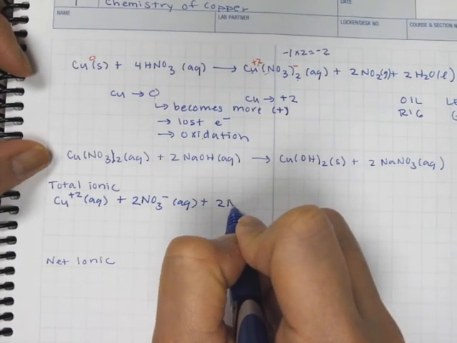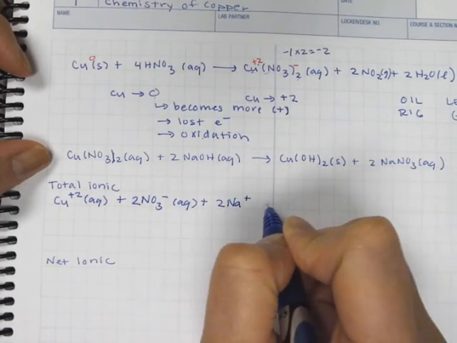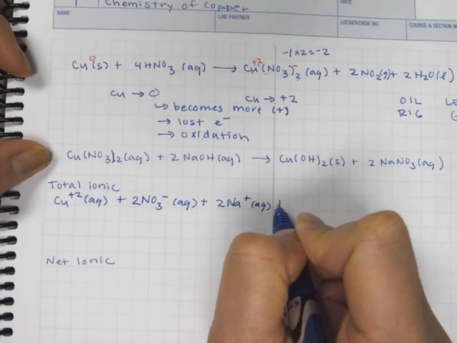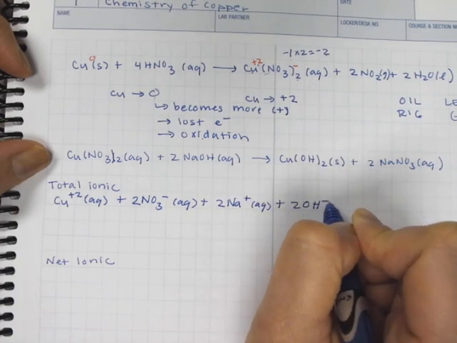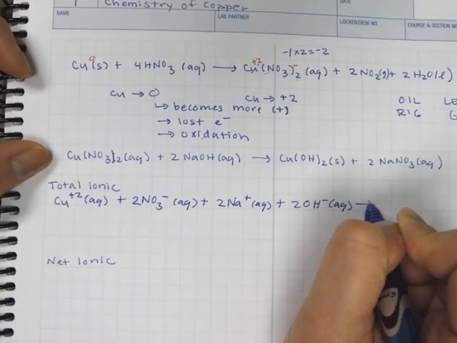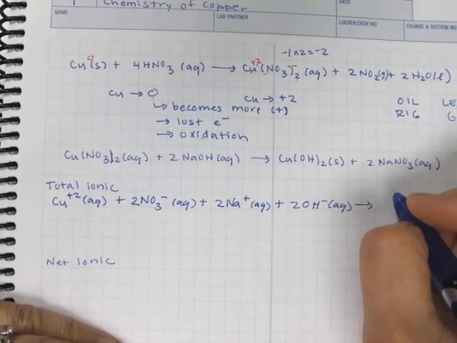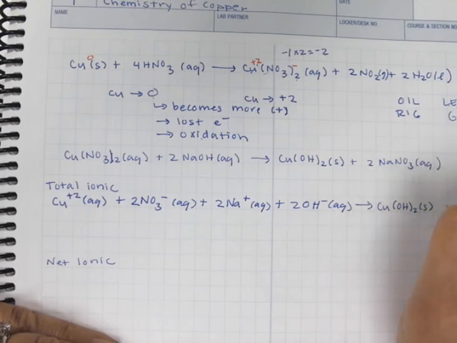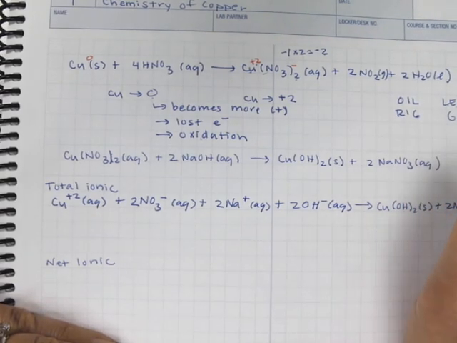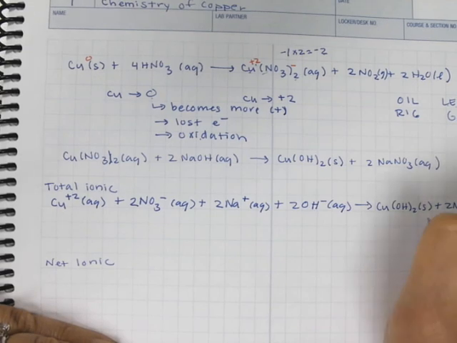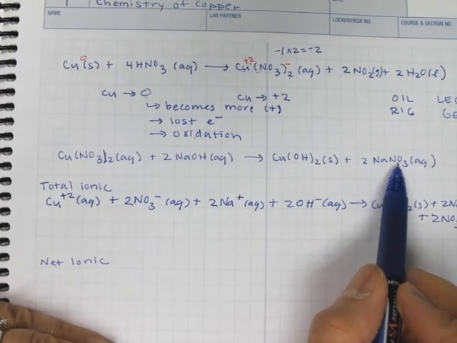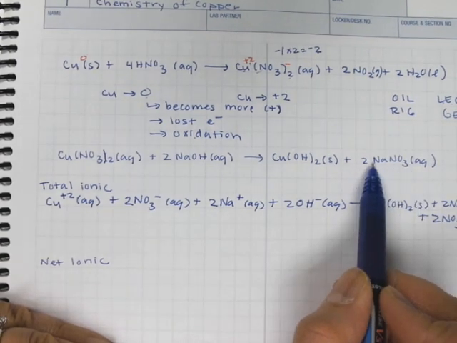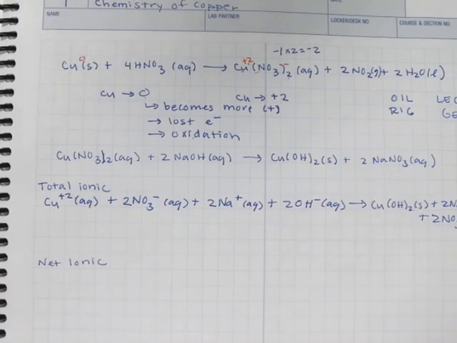We have 2 sodium ions, which are positive, that's aqueous. We have 2 OH minus ions, which are also aqueous. Copper hydroxide is solid, so that stays together. And then we have 2 Na plus and 2 NO3 minus. The NO3 has this coefficient of 2, so there's 2 Na and then there's 2 NO3 minus.